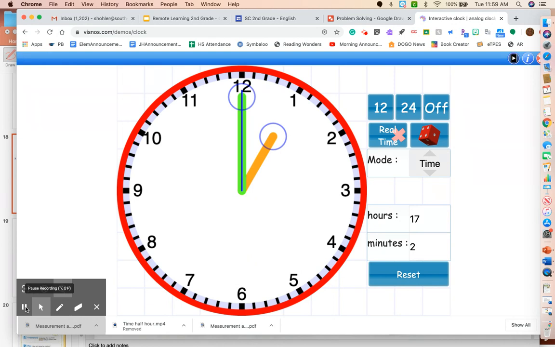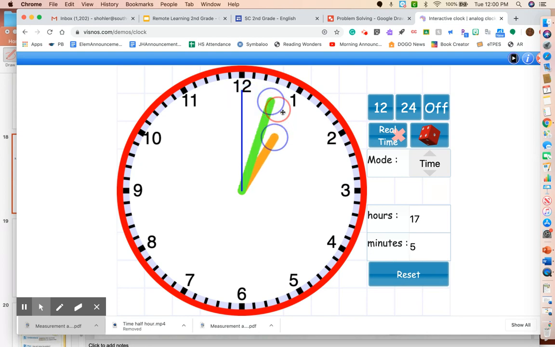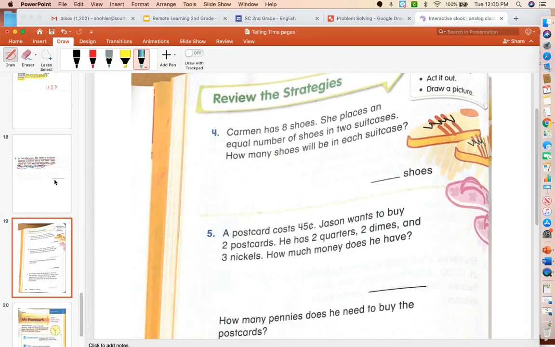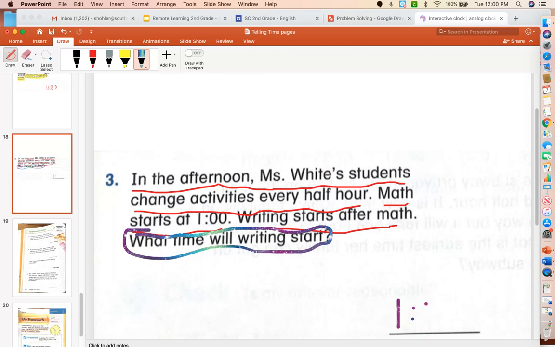Okay, so Mrs. White's students change their activities every half hour. Math starts at 1 o'clock, so I have the 1 o'clock right here. And writing starts after math. So if I go a half an hour after 1 o'clock, what time will writing class start? If you said 1:30, you are correct. So back over here, we're going to write 1:30. Look at that sparkly writing.